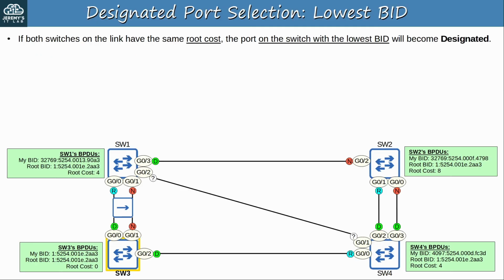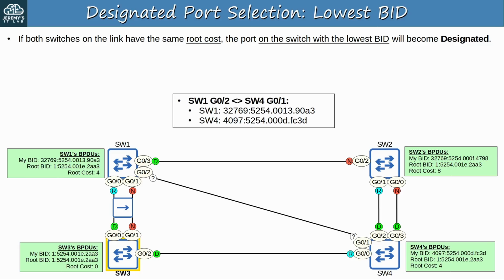If both switches have the same root cost, the port on the switch with the lowest bridge ID will become designated. So here are switch 1 and switch 4's bridge IDs. Switch 4's is lower, so switch 4 G01 becomes designated, and switch 1 G02 becomes non-designated. And that's it. We have now identified the role of every port in the LAN.